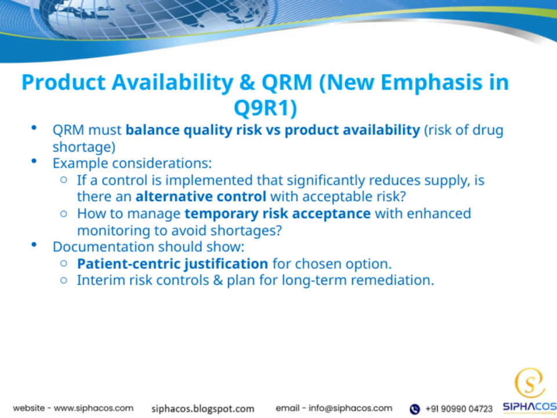Documentation plays a crucial role here. We must clearly justify our chosen options from a patient-centric perspective, explaining why a particular control or risk acceptance is appropriate. Additionally, we should outline interim risk controls and have a plan for long-term remediation to ensure continuous improvement. Finally, with the new emphasis introduced in Q9 R1, product availability is now a central focus in our QRM discussions. It's about balancing the quality risks with the need to ensure our products remain accessible to patients, reinforcing that this balance is at the heart of effective quality risk management.